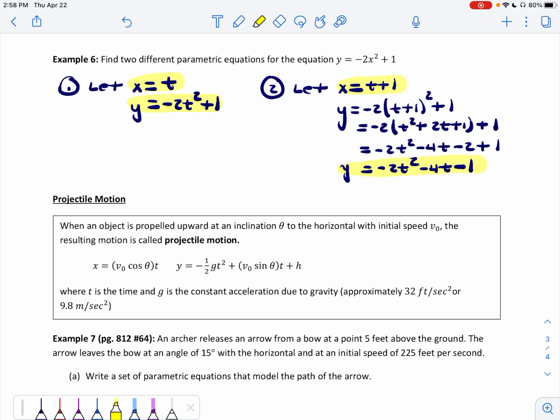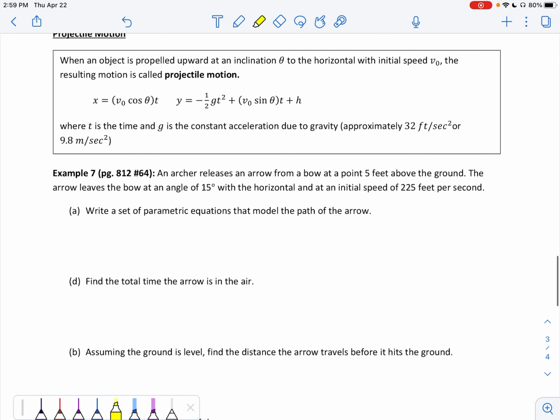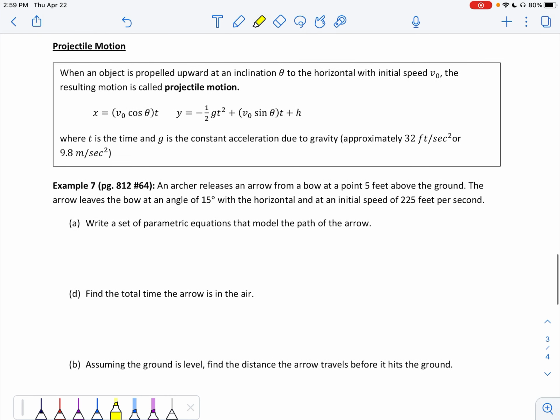Okay, so if you're asked to convert between rectangular to parametric equations, just pick x equals some simple function of t, plug that into your equation to figure out what your y would be equal to. All right, so the last thing we're going to look at is an application of these parametric equations. And the best application of these is just our projectile motion, okay?